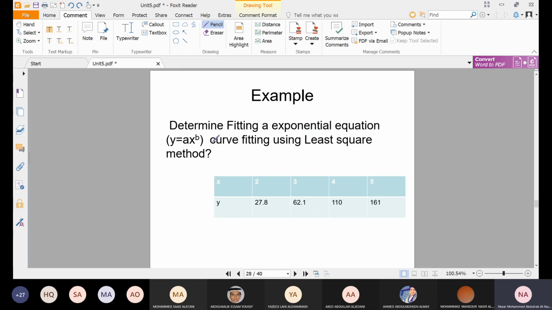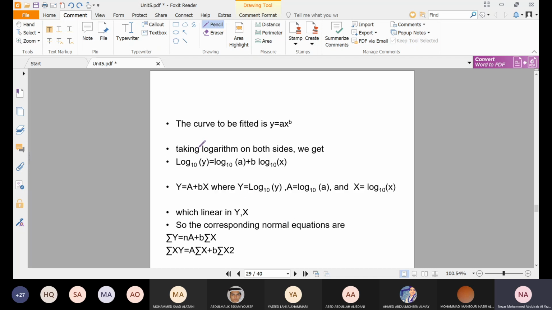So this is another example. Determine the fit exponential equation. This is the equation using the least square method. So given the data here, I have 4 data points, x is 2, 3, 4, 5, and this is the value of y's. So the same thing, we fit the data like this one.